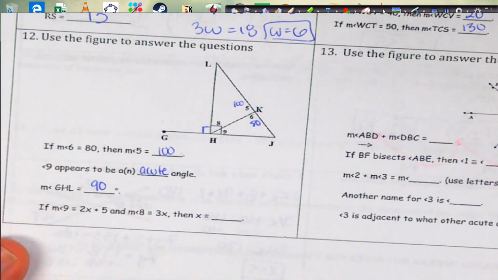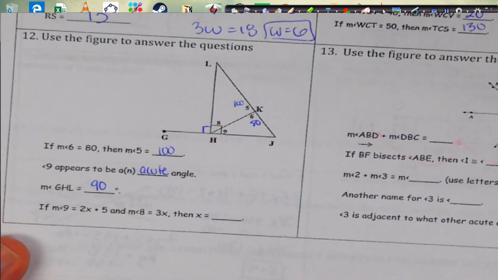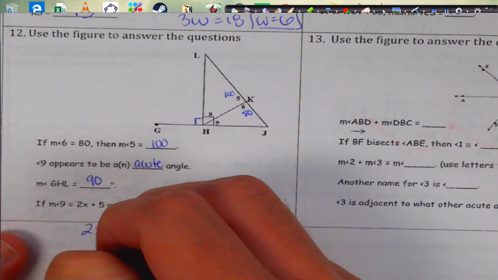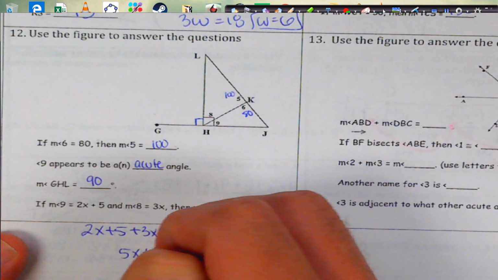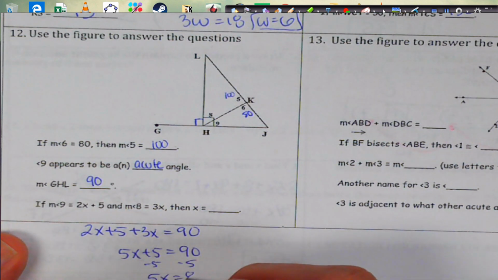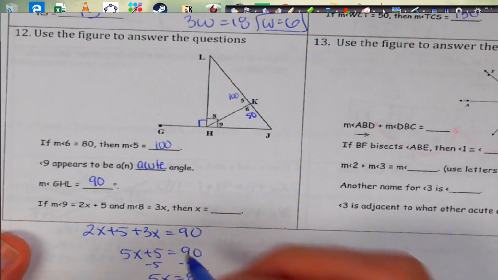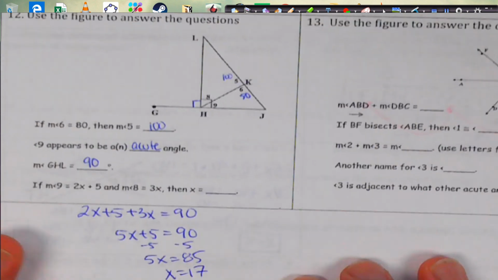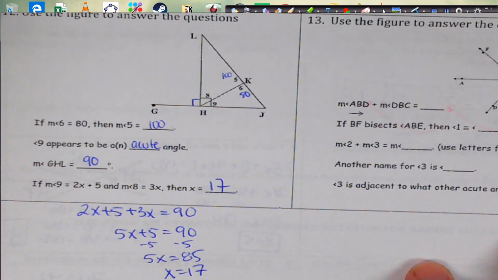And then we have the measure of 9 is equal to 2x plus 5. Measure of 8 is 3x. What's x? Well, 9 and 8 are complementary. They add up to 90, so we can add those two and set it equal to 90. So we get 5x plus 5 equals 90. Subtract the 5. We get 5x equals 85. And that goes in, I think, 17 times, but you always want to double check. And it does go in 17 times for our answer. Okay? All right.